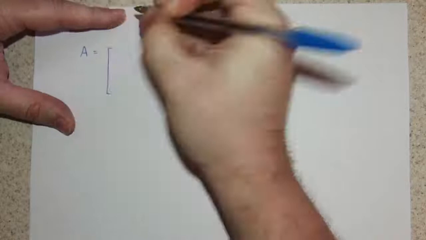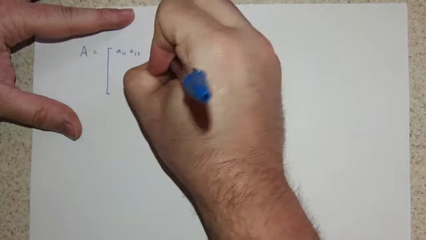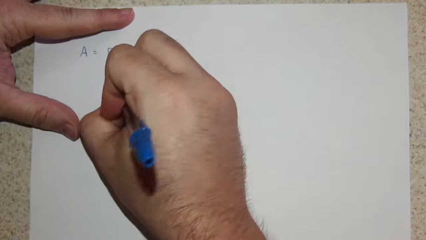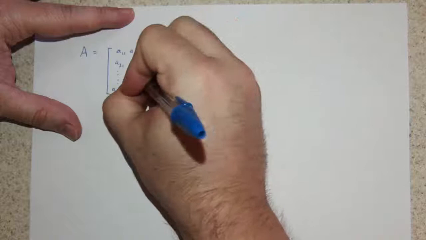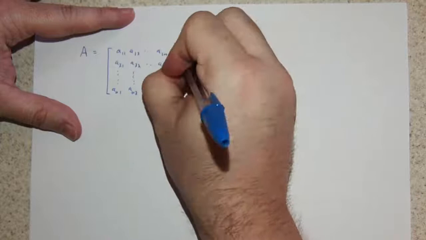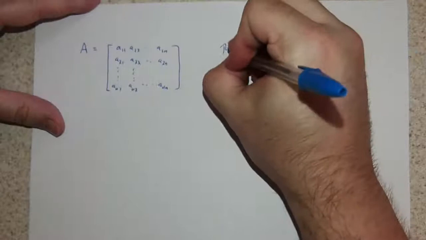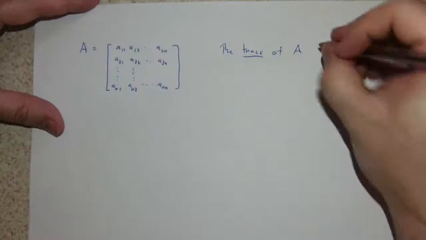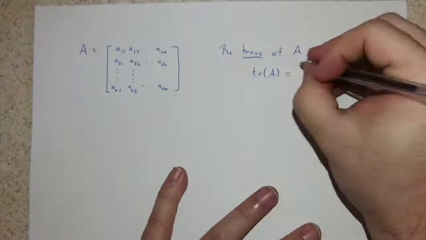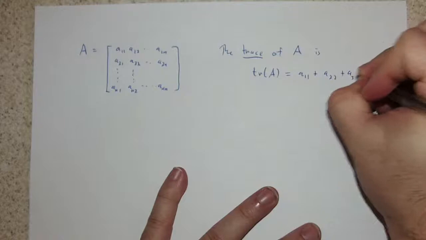So for instance, if A is the n by n matrix, maybe it looks something like this. A21 all the way down to An1. This would be A22 all the way over to A2n. This would be all the way down to An2, and this would be all the way over to Ann. There's my matrix A. The trace of a square matrix A is the sum of its diagonal entries, and so on, all the way out to Ann.